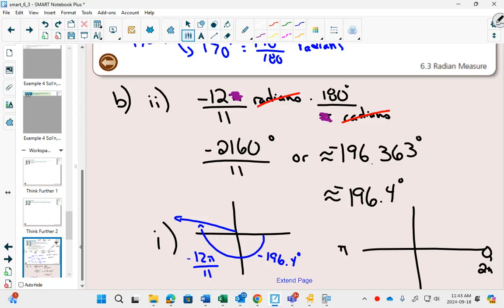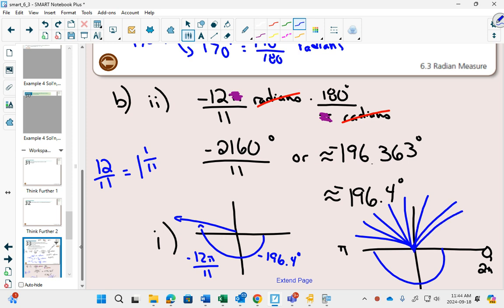Can you see that the fraction of negative 12 over 11 pi, the 12 over 11, is a little bit more than 1? So in radians, I would know this is 1 pi, and I need to go another 1/11 more, because 12 over 11 as a mixed fraction is 1 and 1/11. So I imagine taking this extra pi, splitting it into 11 equal sections, and taking one of those 11 sections. That's how we imagine it in radians.